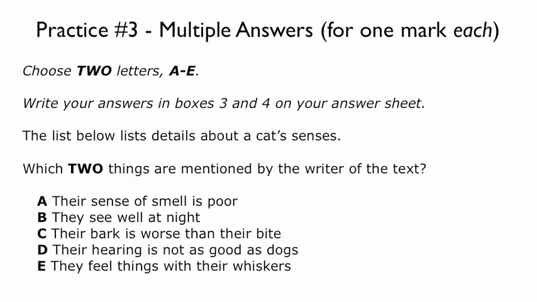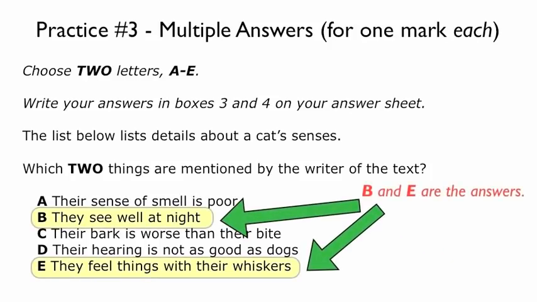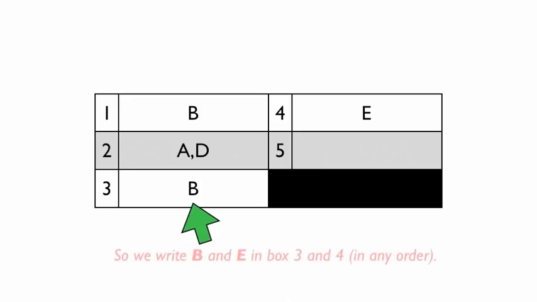Practice number 3. The list below lists details about cat senses. Which two things are mentioned by the writer of the text? A. Their sense of smell is poor. B. They see well at night. C. Their bark is worse than their bite. D. Their hearing is not as good as a dog's. Or E. They feel things with their whiskers. The answers are B. They see well at night, and E. They feel things with their whiskers. So you'd write B in one box and E in another box. But you could write them in any order, just so long as the answers were in separate boxes.